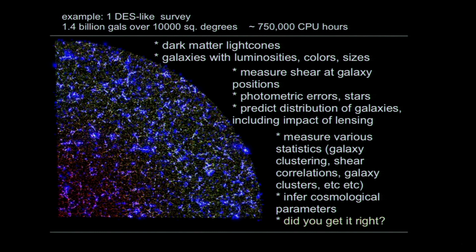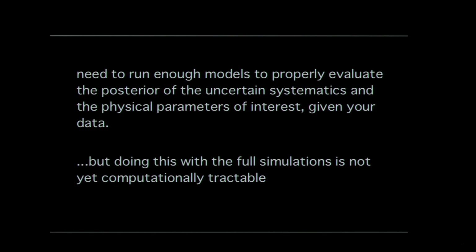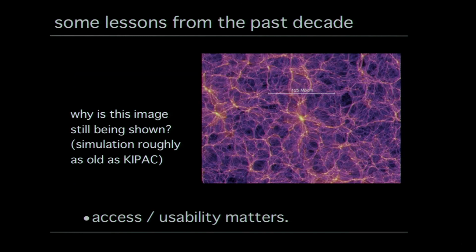And this is still early days for astronomical surveys. It's similar to things that have been done in particle physics. But there's still a lot of challenges. I mean, to really convince yourself you've done this right, you'd like to be able to properly evaluate the posterior of all of the uncertain systematics and the physical parameters given your data. And we're not really there yet. Okay, I'm almost out of time, so I'm going to just take 2 more minutes.